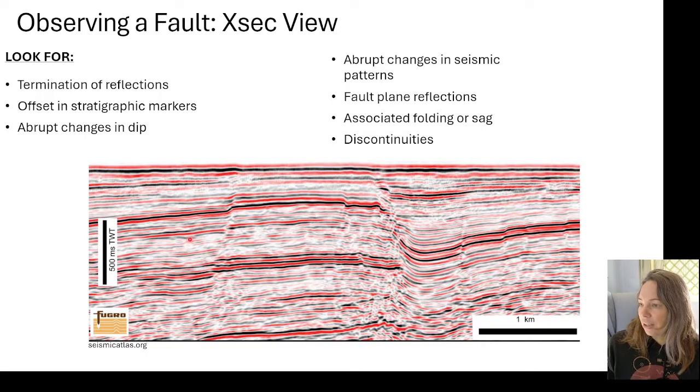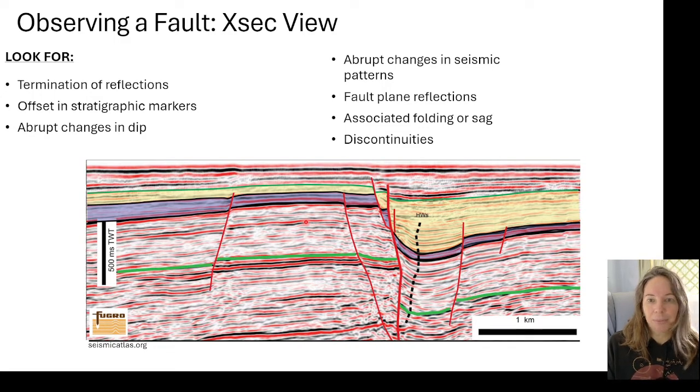But down here, around this area of the fault, you do see that termination in reflections, from the bright reflection and then into a more transparent, lower amplitude reflection. So we've got some folding and sagging that we're able to observe. And let me see, offset in stratigraphic markers. I don't see any clear indications of those right here. But those are some of the ones you could pick out here, and we'll look at another example too.